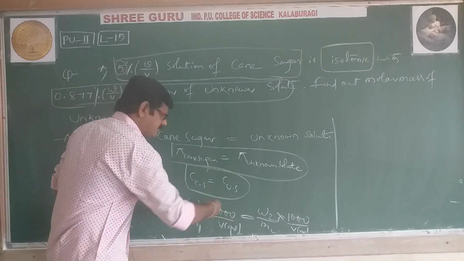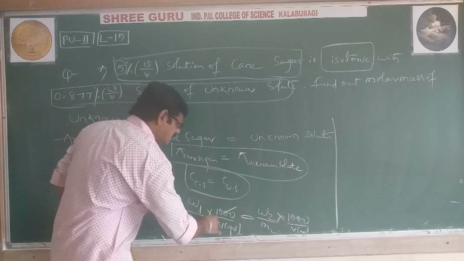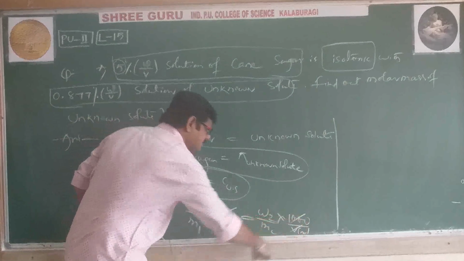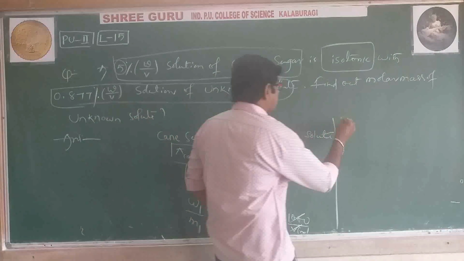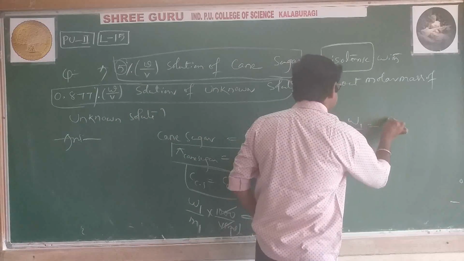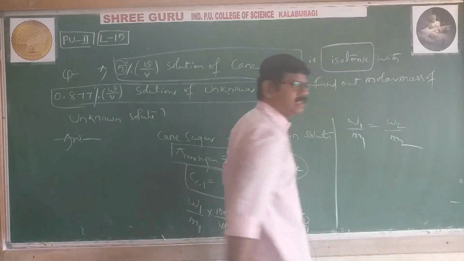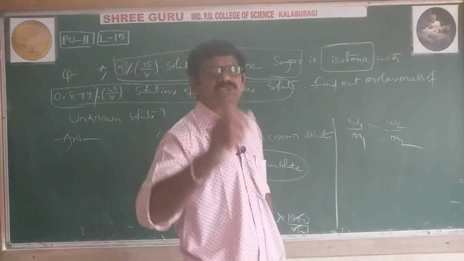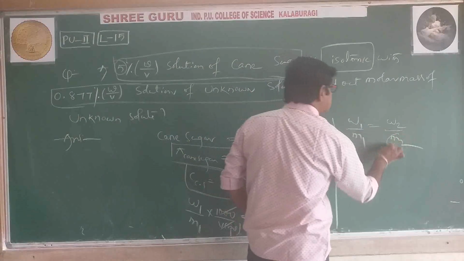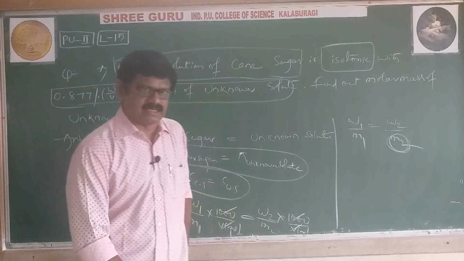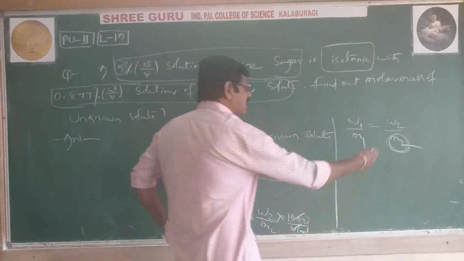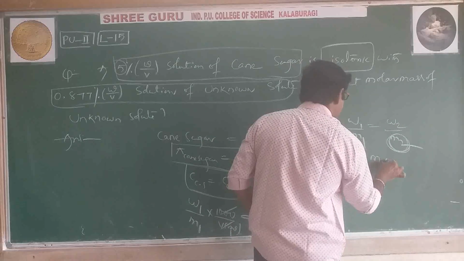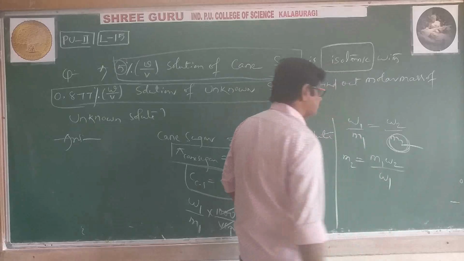Then we can cancel similar terms. What can we cancel? The 1000, and here the volume is same, so V cancels. Then we will get only W1 by M1 is equal to W2 by M2. W1 by M1 is the cane sugar values, W2 by M2 is the unknown solute values. I want M2, the unknown solute molar mass. So M2 will bring to the LHS. M2 is equal to, by cross multiplication, M1 W2 divided by W1.